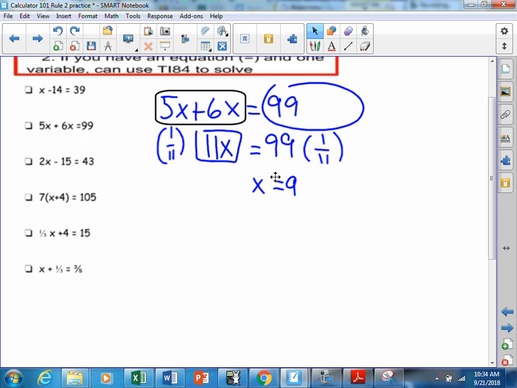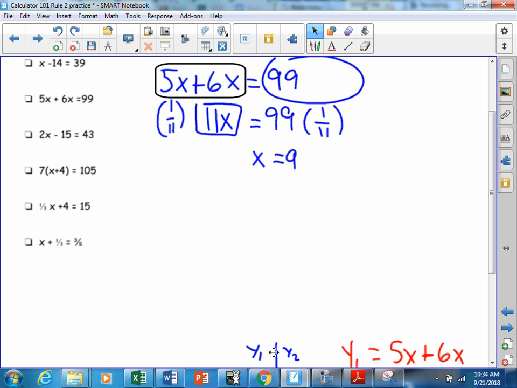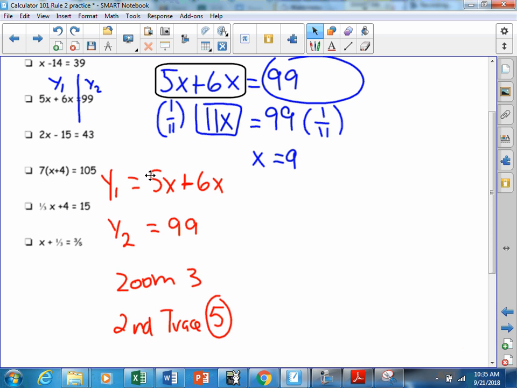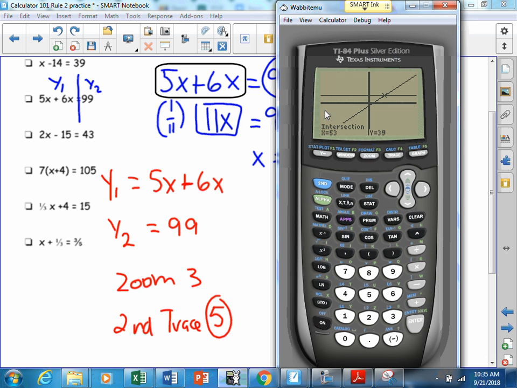Bring in our 9th grade skill sets. We're going to take this same idea and use our graphing calculator. All right, the left we set equal to y1, the right we set equal to y2. So what we're going to basically have is something that looks like this. Okay, so let's bring in our graphing calculator here, and let's make y1 5x plus 6x. Let's make y2 99.